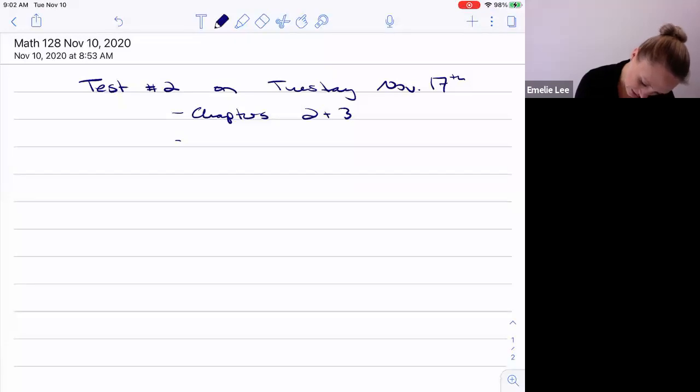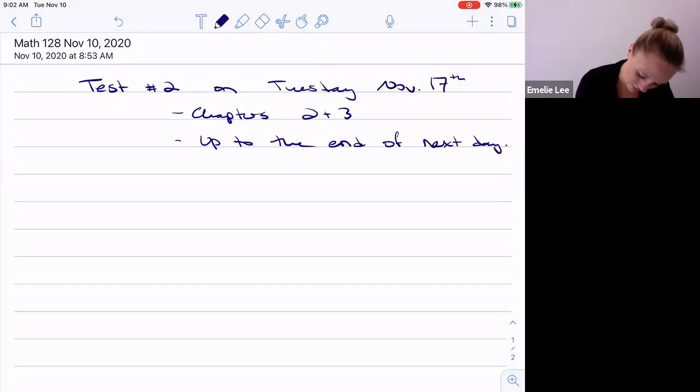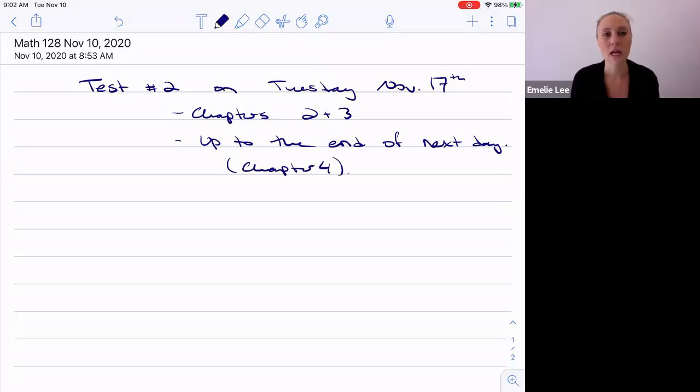Up to the end of next day, right? Which is on chapter 4, which is exponentials and logarithmic equations. So we'll see how far we get into there. I don't think that we'll be able to finish all of that chapter, so that's okay. Kind of less on this test, keep a little bit for the next test.